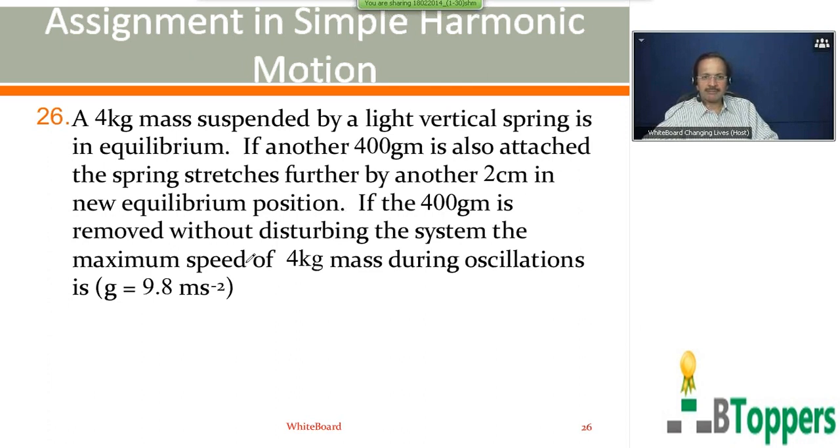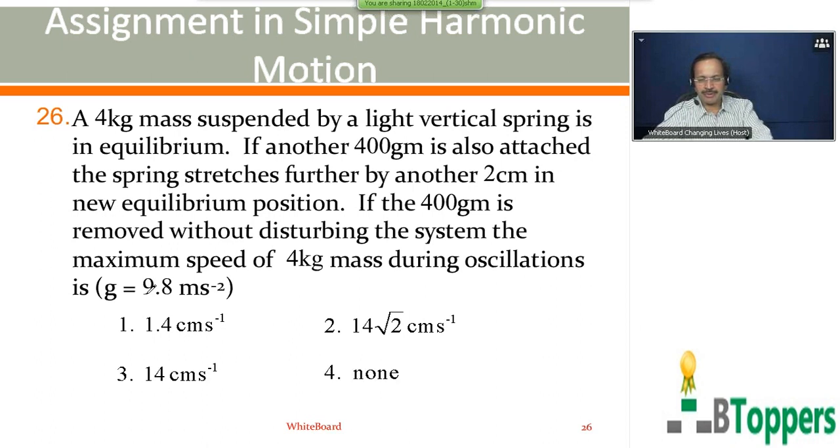The 400 gram mass is removed without disturbing the system. The maximum speed of the 4 kg mass during oscillations is... Take g as 9.8 meter per second square for this question. So I have shown 4 options on screen here. Come on, take a pause and try the question.